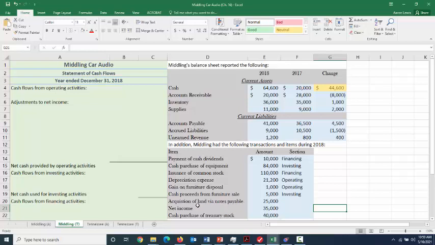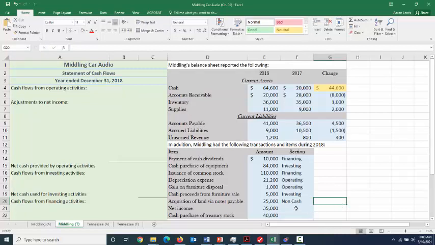Why? Because there's no cash actually exchanging hands within this transaction. We are acquiring the land, but we don't have to outlay cash to do it. We're taking a notes payable on our books, but we're not receiving cash at the time we sign the notes payable. We're receiving the land. So in this particular example, this is a non-cash activity.